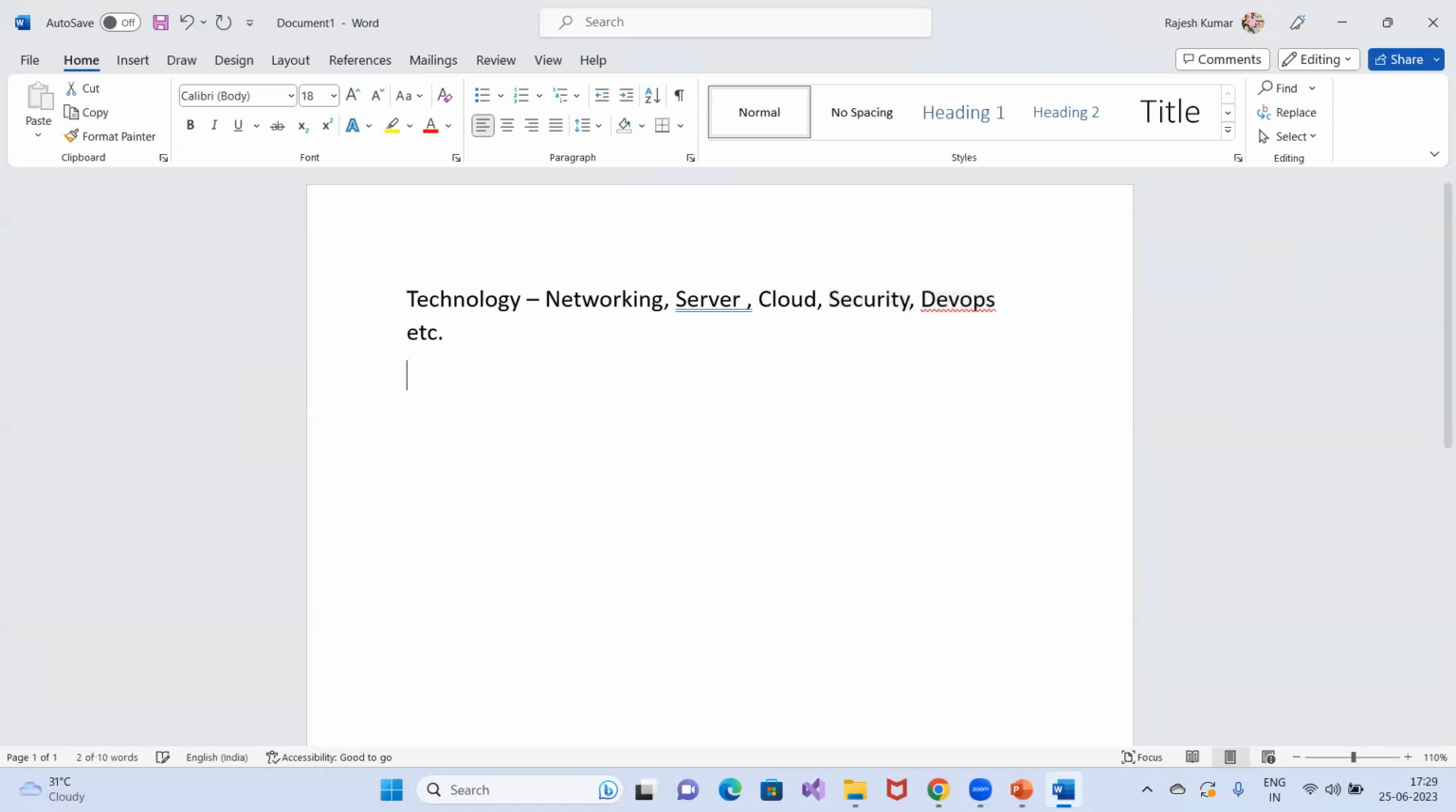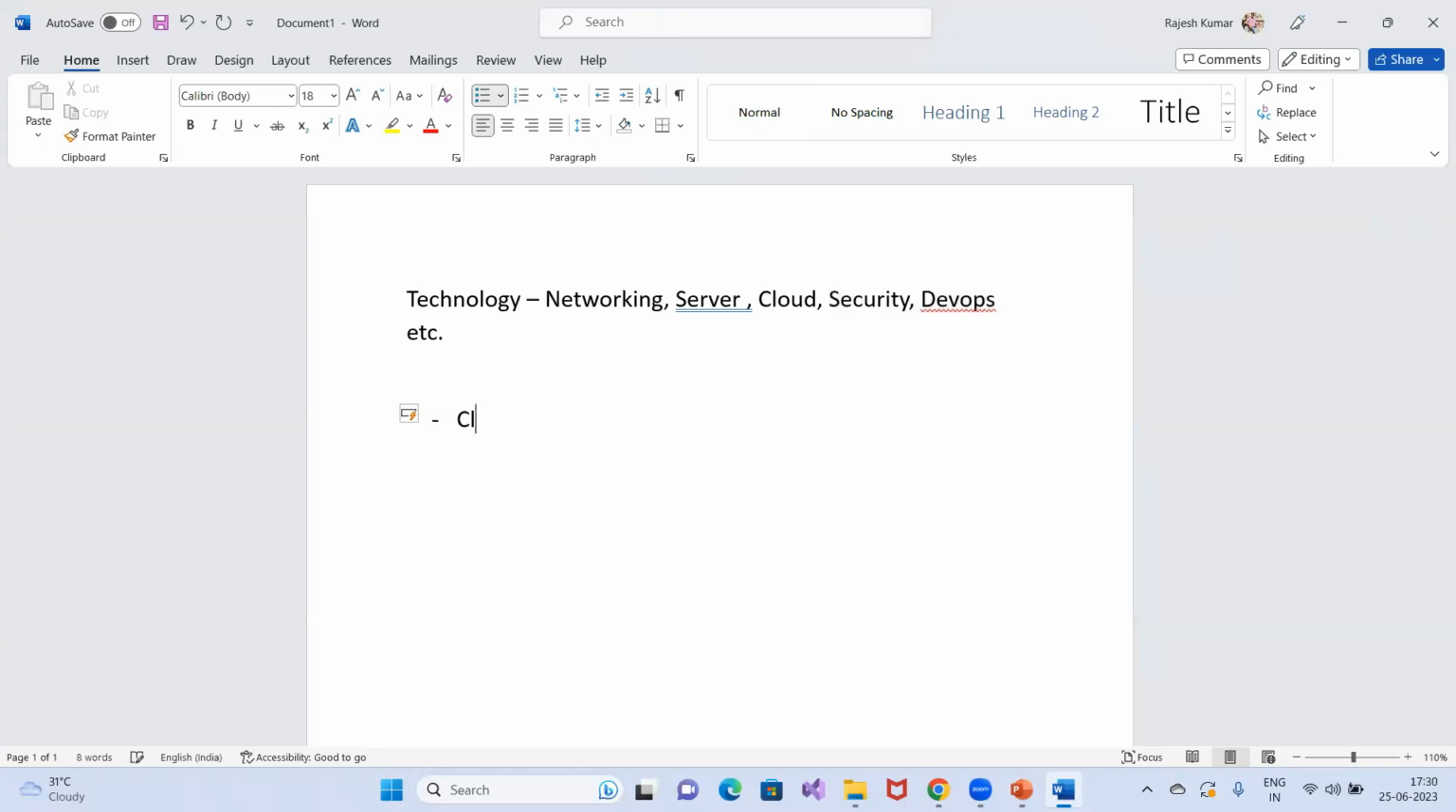But looking at our current role, what we are doing currently, it is very difficult to move into networking. It is very difficult to go for the server level jobs. So what is trending in the market nowadays, we should pick that one so that we can easily move from the EUC background to the technology.